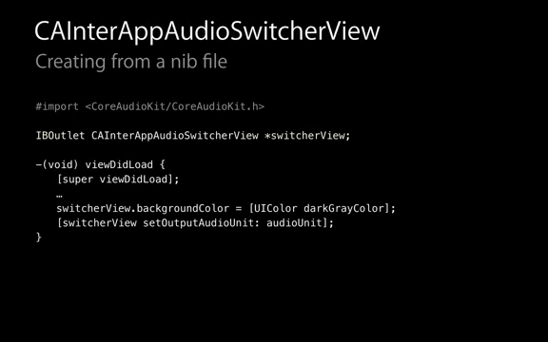Let's take a look at the code. We import the umbrella header. In this case, I'm demonstrating how to add the switcher view from a nib file. So you go into IB, drag out your UIView, assign that to be the class of the CAInterAppAudioSwitcherView, create an outlet for that view, and then in the viewDidLoad method, we specify the visual appearance of that view, and then we need to associate an audio unit with that view so that it can automatically find the other apps that are connected. And that's all there is to it.